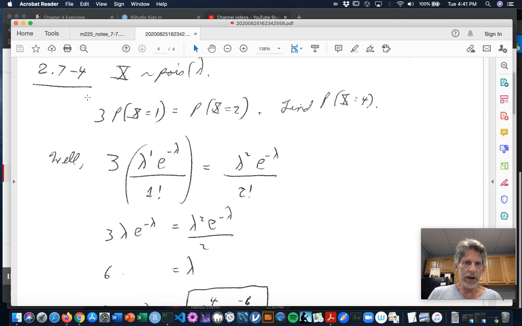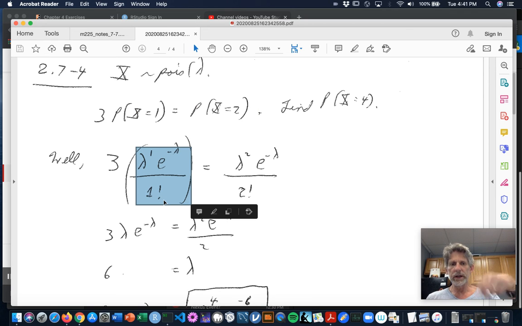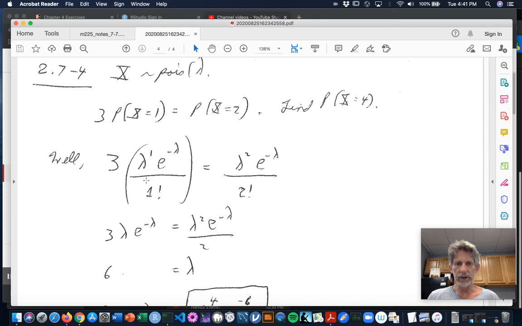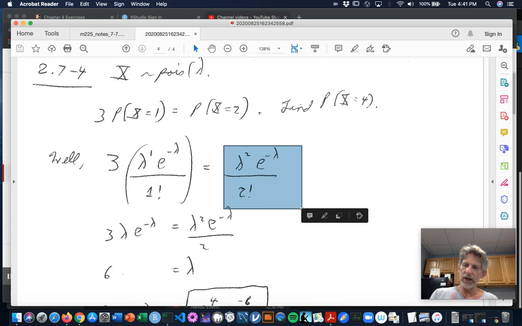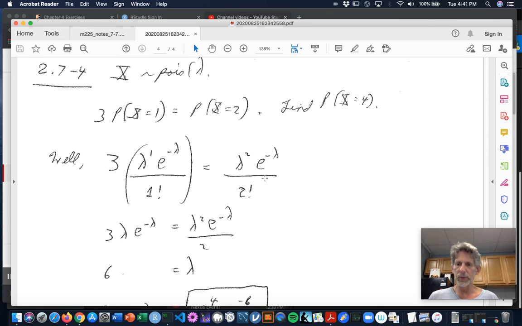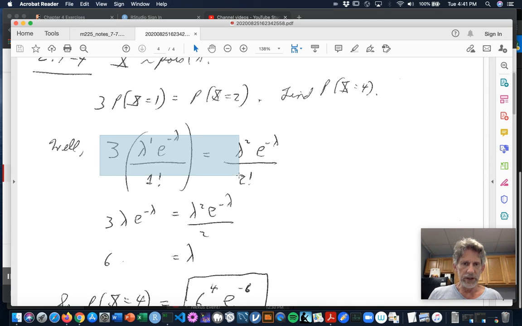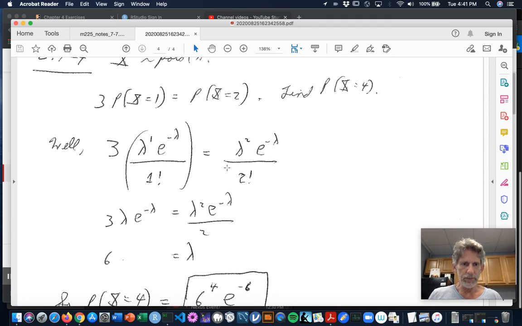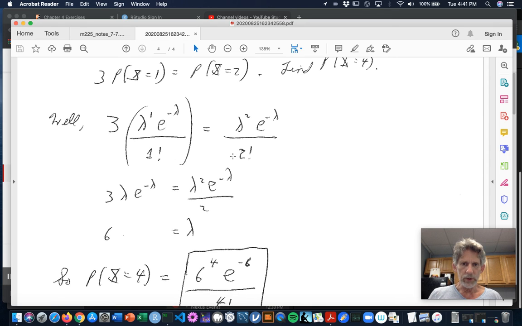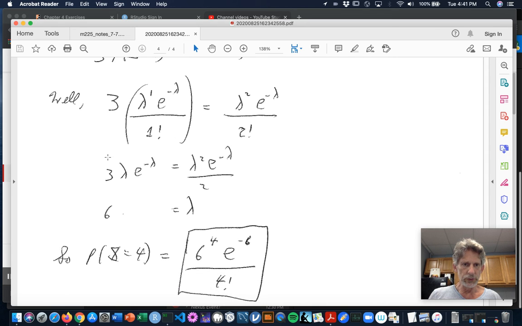So I set up an equation representing this. I know the chance that X is 1 would be lambda to the 1, e to the minus lambda over 1 factorial. The chance that X is 2 would be lambda to the 2, e to the minus lambda over 2 factorial. Memorize your PMFs for all your basic random variables, including the Poisson. And so I got this equation, and I think I could solve it for lambda. 1 factorial is 1, 2 factorial is 2, lambda to the 1 is just lambda.